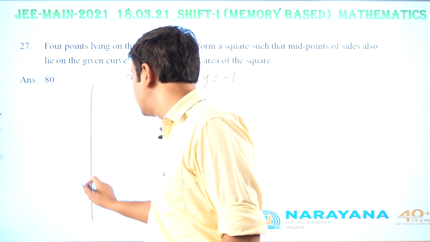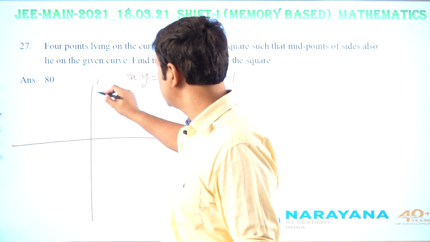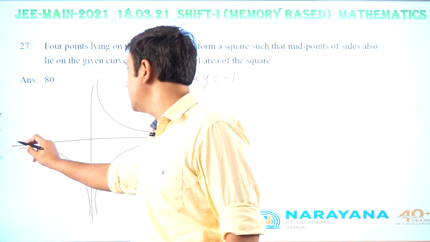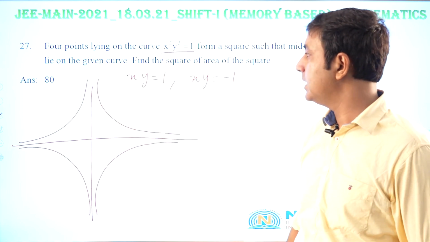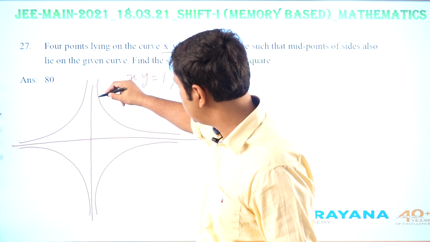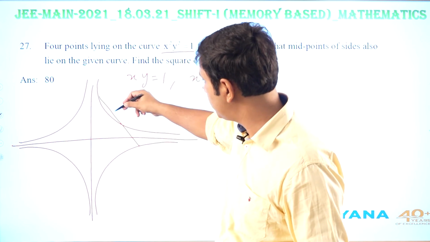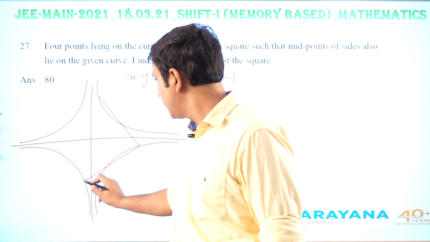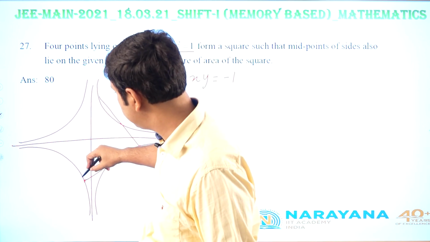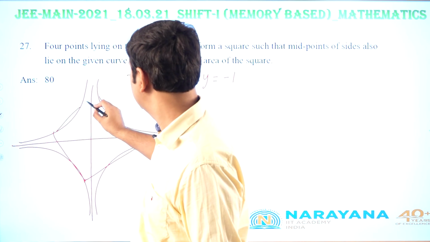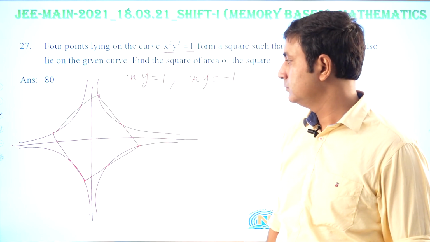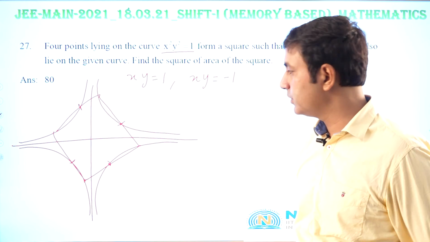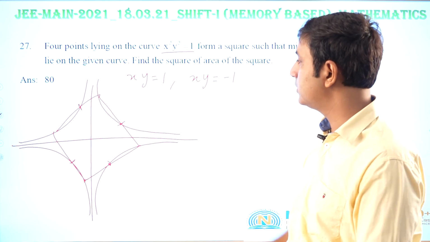So first of all, let's try to draw how this curve will look like. So possibly there is a rectangular hyperbola here, rectangular hyperbola here, rectangular hyperbola here, rectangular hyperbola there. And quite possibly the square is like this. Notice midpoints also lie on this curve again. Next point is here again, and again, and midpoints also, this midpoint, this midpoint, this midpoint and this midpoint are also lying on the curve. You can say how we can adjust and make this square fit into such curve.